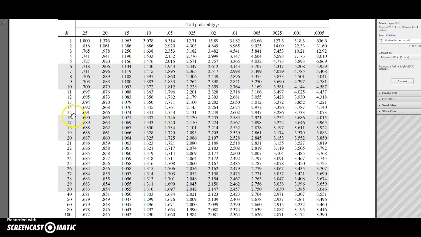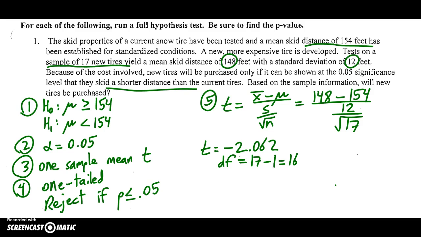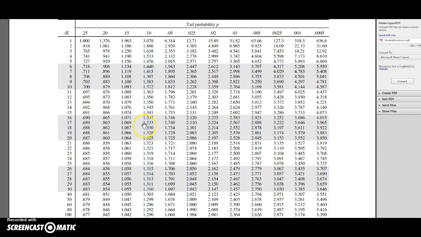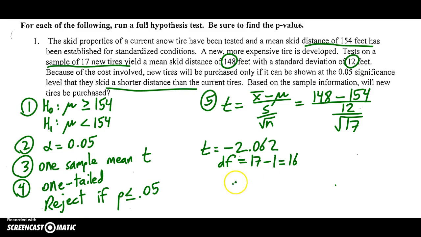I'm going to go to row 16, which is right here, and I'm going to look for the two values that surround negative 2.062. It looks to be between 1.746 and 2.120, which means my p-value is between 0.025 and 0.05. Now, I don't exactly know what the real p-value is. I'd have to use technology to get it, but I know it's somewhere between 0.025 and 0.05.